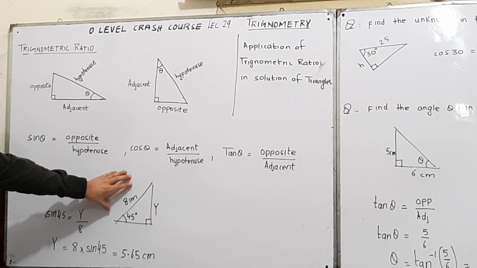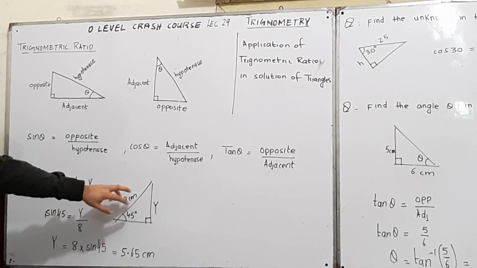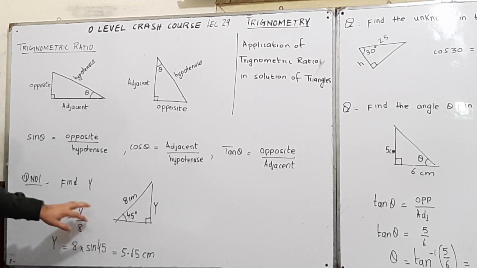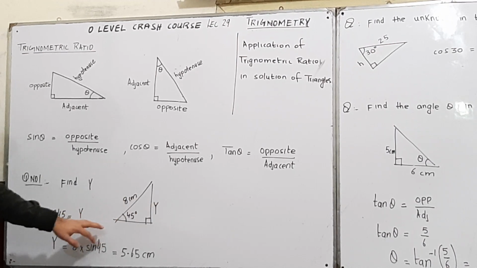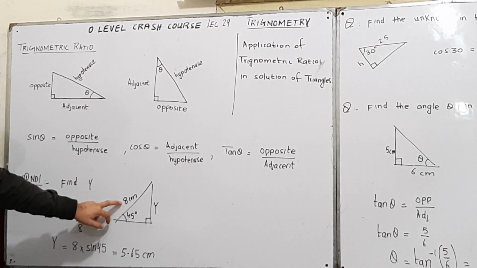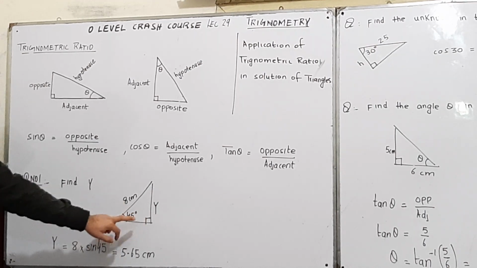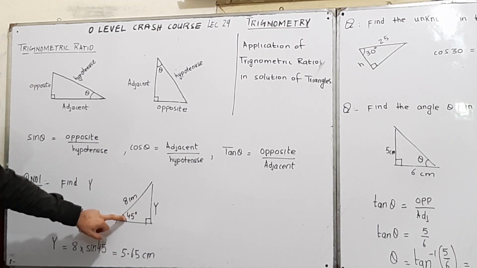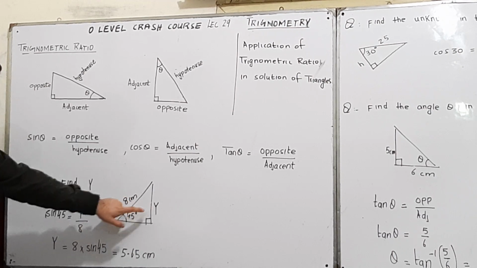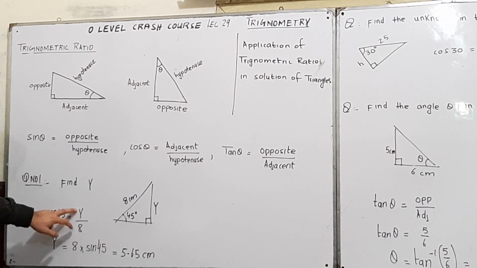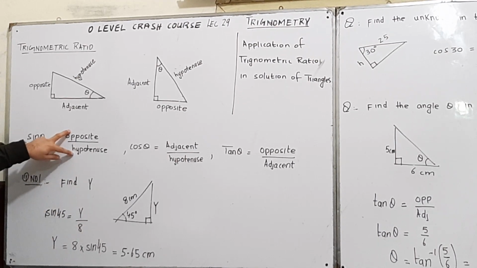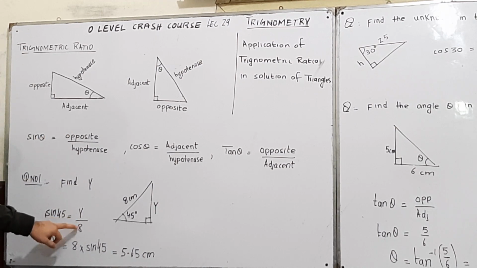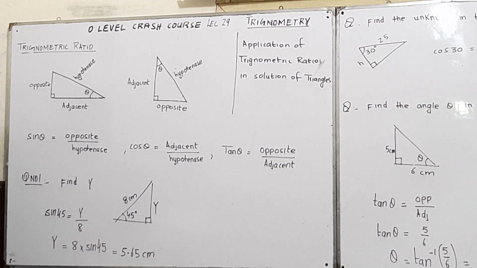In one type of question, they will ask you to find the opposite side. Find y. In this triangle we know the hypotenuse, the side opposite to 90 degrees, and we know the angle. As I have told you, the side opposite to the angle you are considering is called opposite. Right now I am considering this angle, so the side opposite to this is called opposite. So, sine 45 is opposite over hypotenuse. From here you can find y. 8 will be multiplied with sine 45 and y will be 5.65 centimeters.